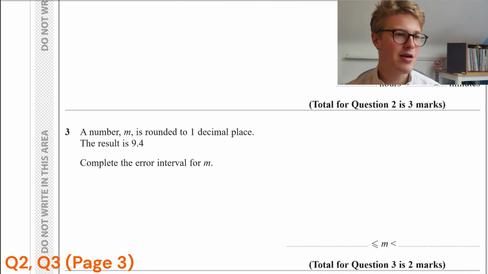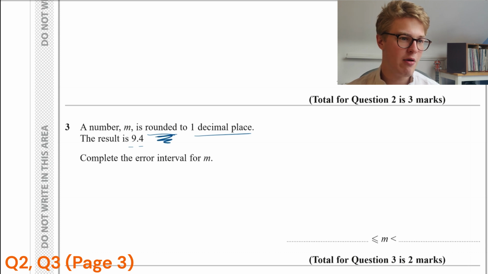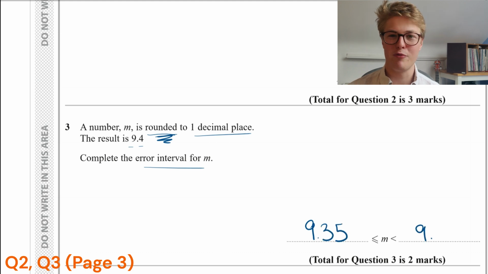A number m is rounded to one decimal place. The result is 9.4. Complete the error interval for m. So since we're dealing with a rounded number, we do 9.35 as our lower bound and 9.45 as our upper bound.